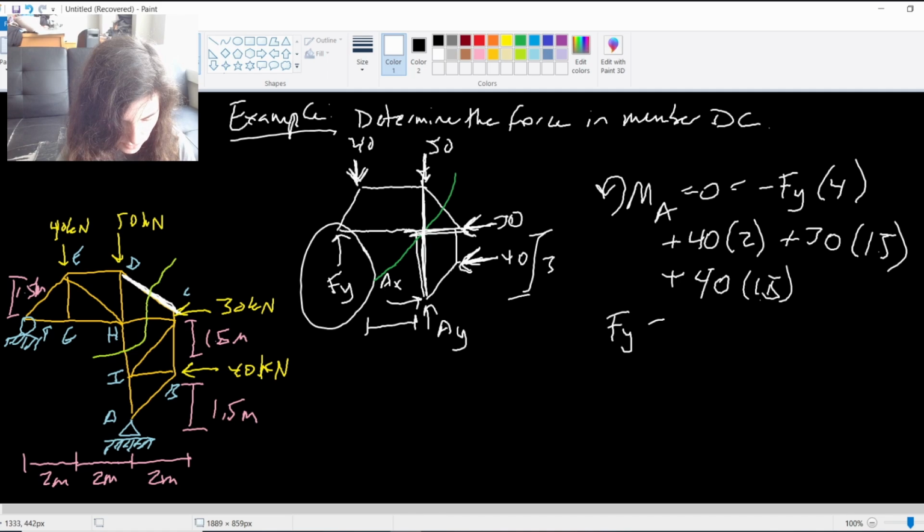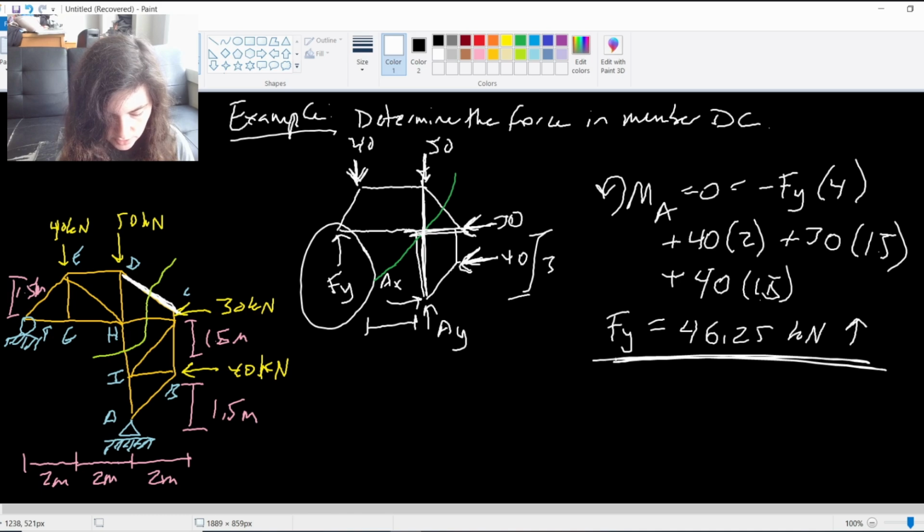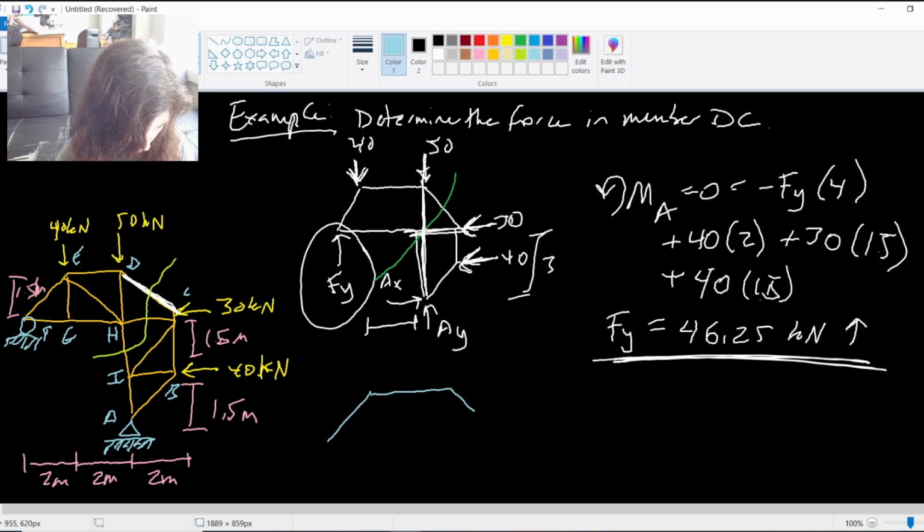So I do the algebra, punch this into my calculator, and I find that Fy is 46.25 kilonewtons, and it was positive, so the assumed direction was correct. So all I'm going to do is take this and create the free body diagram of my section. So my section here cuts off there at DC, goes across through G. I draw this in. H exists, this exists. So here's my cutoff. Right here is the cut line going right through there.